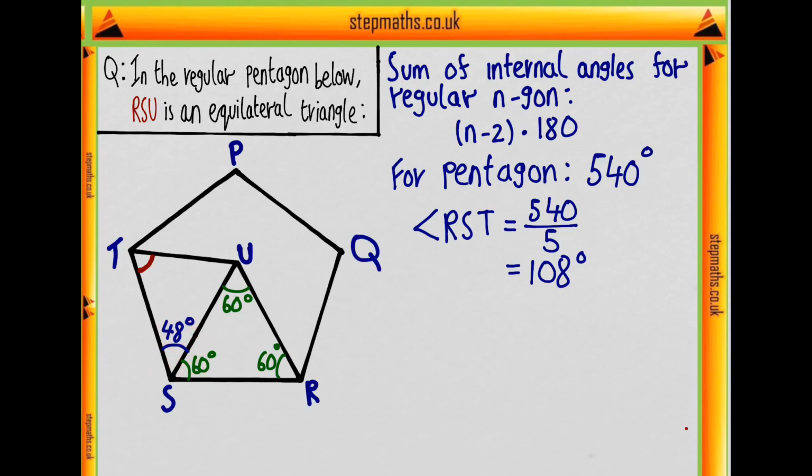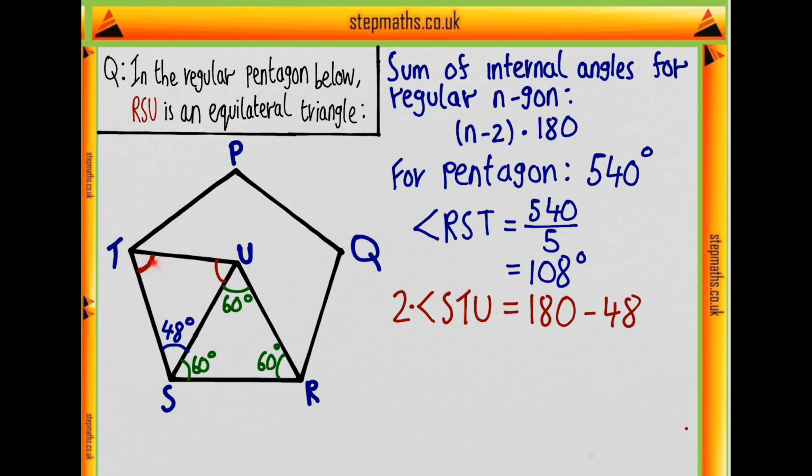Well, the key thing to notice is, this length here, SU, that's the same length as this length here, SR, but then this length here is the same length as ST here, because it's a regular pentagon. So this length's the same as this length, so we have an isosceles triangle, right? And in an isosceles triangle, with these two sides the same length, this angle and this angle will be the same.